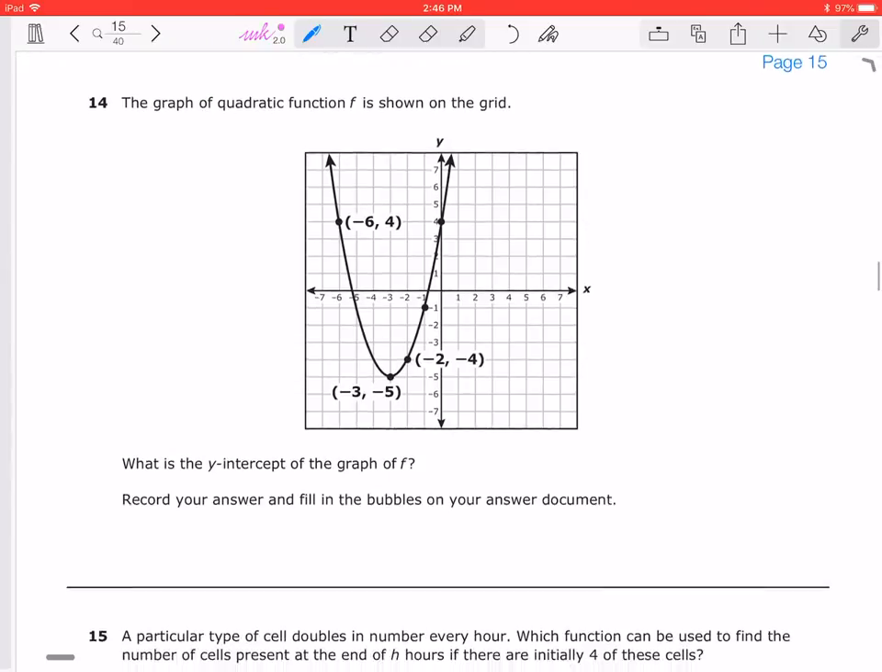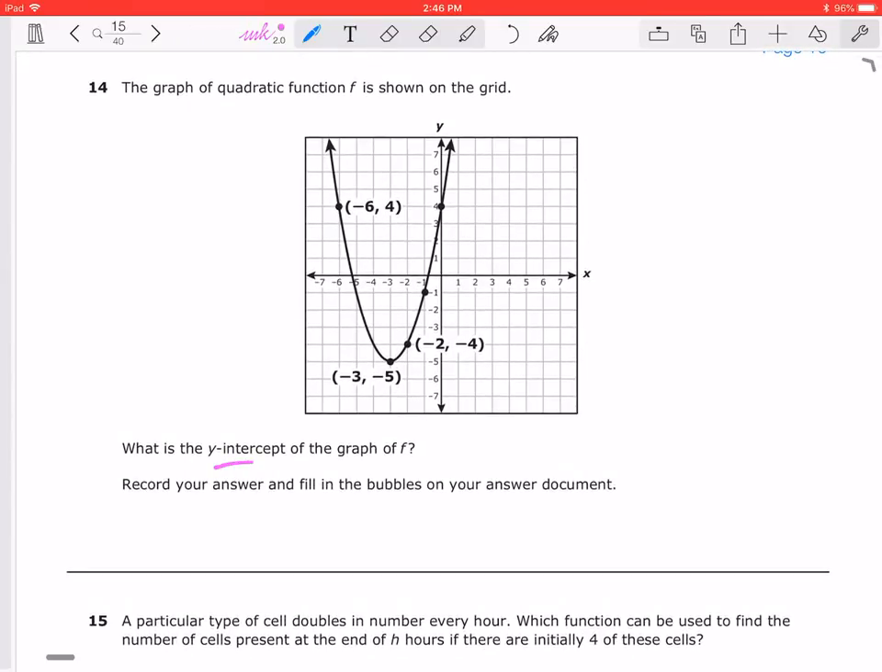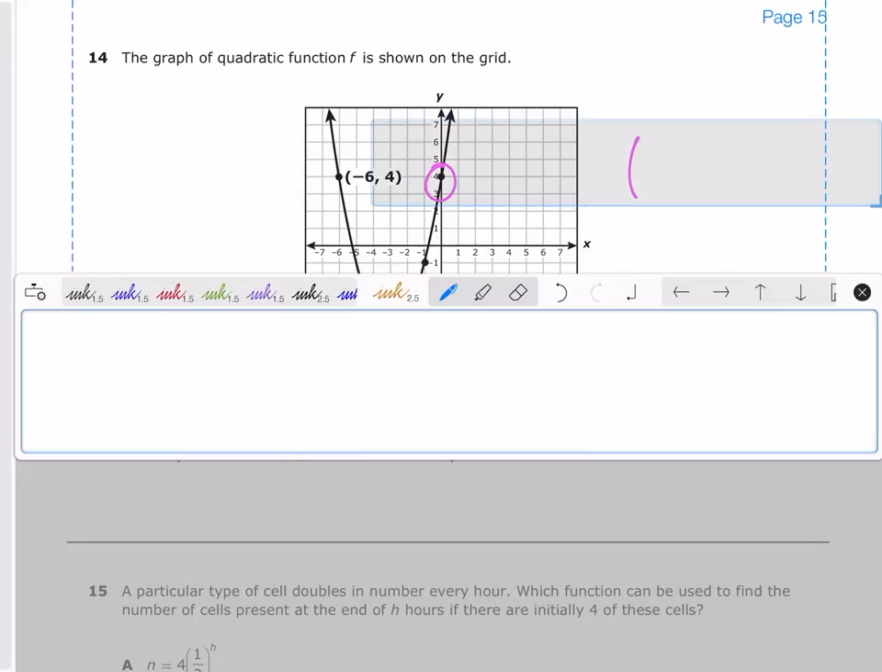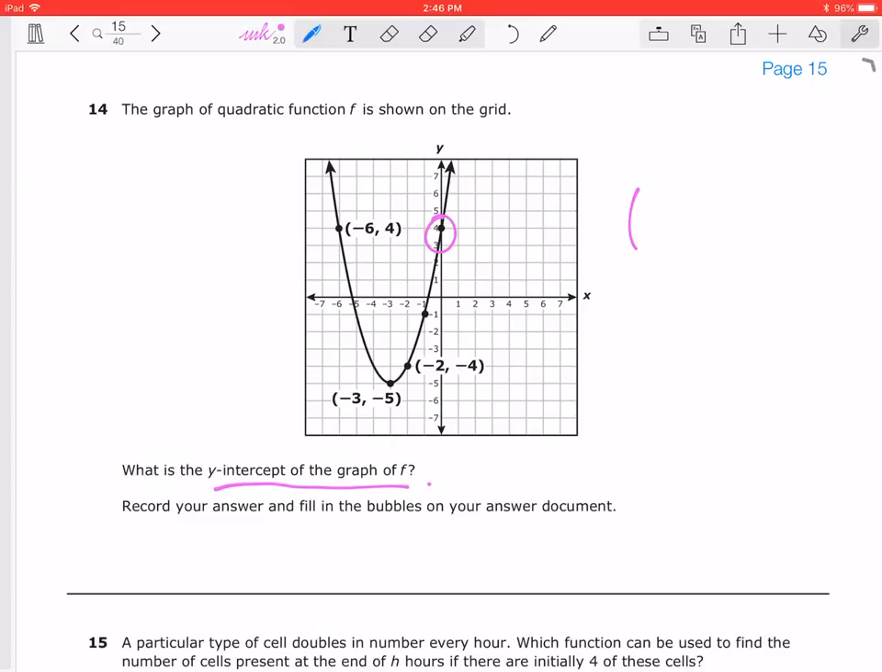Okay, the graph of the quadratic function is shown on the grid. What is the y-intercept of the graph of function f? The y-intercept is where it's crossing the y-axis. That is the coordinate point (0, 4). Now they're probably going to want just the 4, so you'd put 4 on your grid.